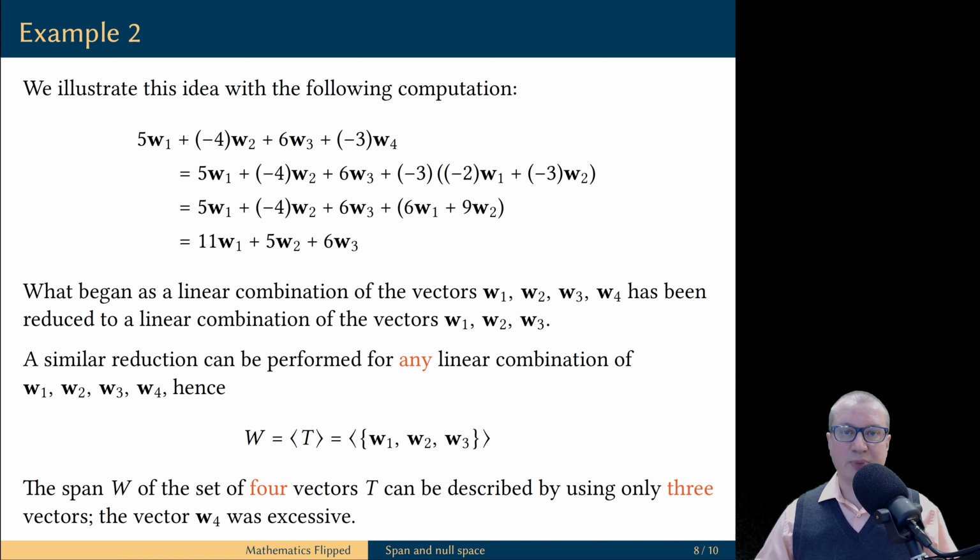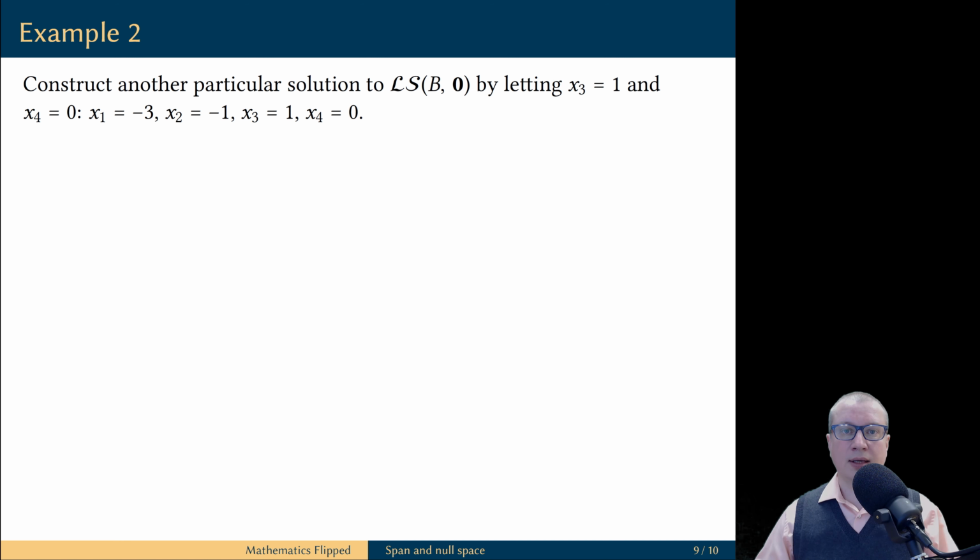Now, because the span is the set of all possible linear combinations, this tells us that the span of the original set T of 4 vectors is equal to the span of only 3 vectors. Vector W4 was excessive. We don't need it to construct the same span, the same set of all possible linear combinations. Let's take this one step further.